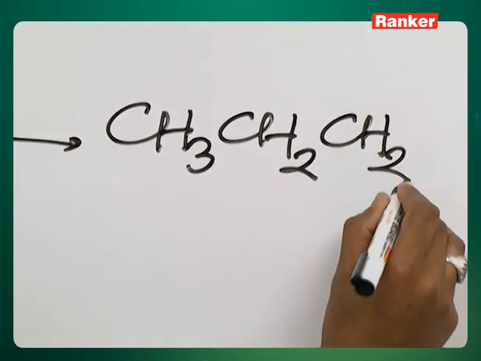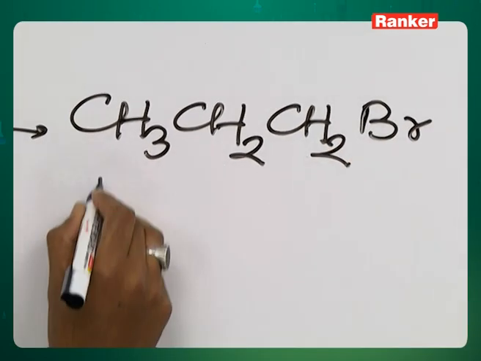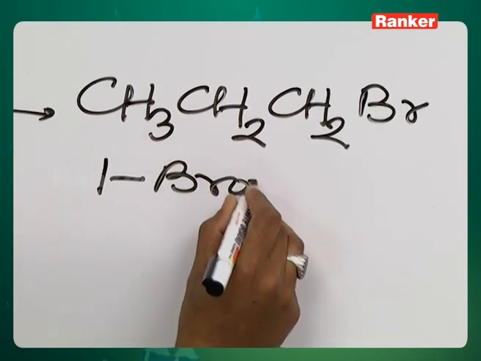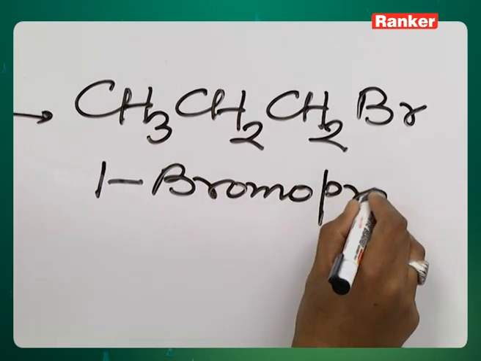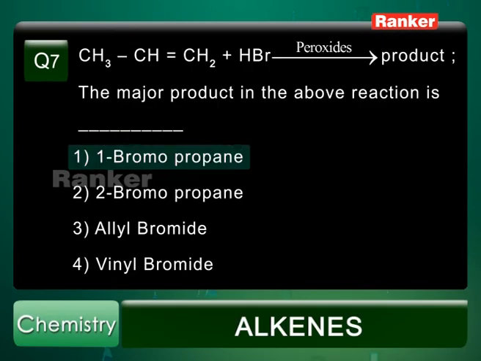And Br goes to the carbon having more number of hydrogens. This is 1-bromopropane. So, the correct answer is first option, 1-bromopropane.